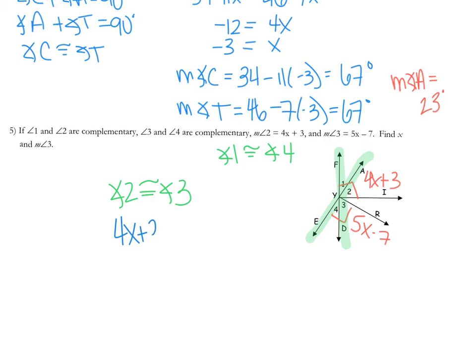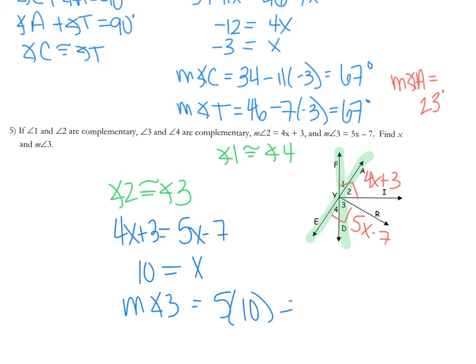So 4x plus 3 equals 5x minus 7, so x equals 10. So the measure of angle 3 is 5 times 10 minus 7. So again, we proved that 1 and 4 were congruent because vertical angles are congruent. And then it follows that if angles are complementary to congruent angles, then the angles are congruent themselves.